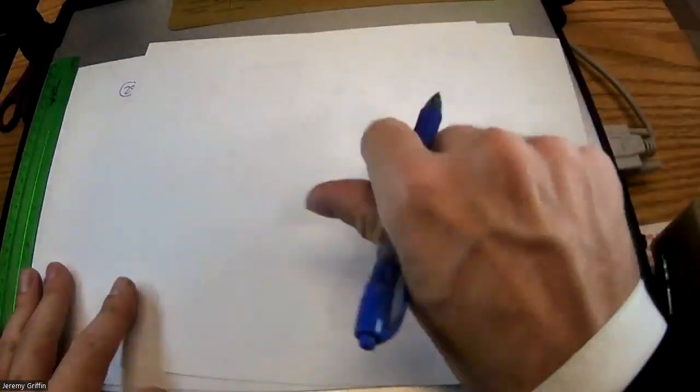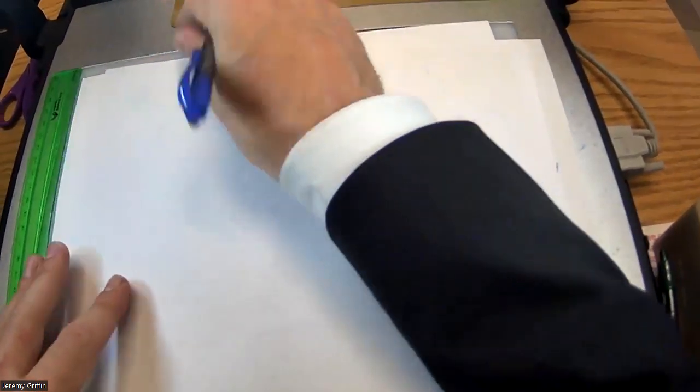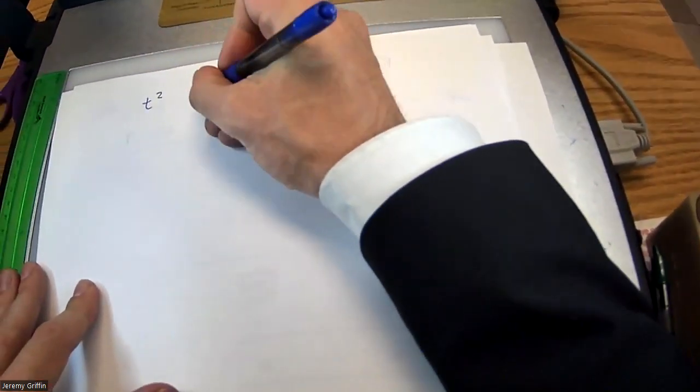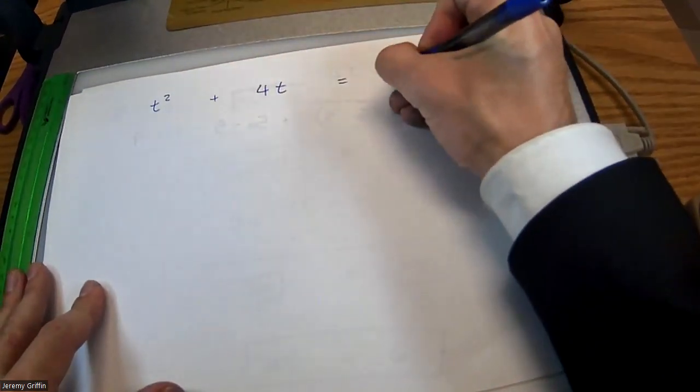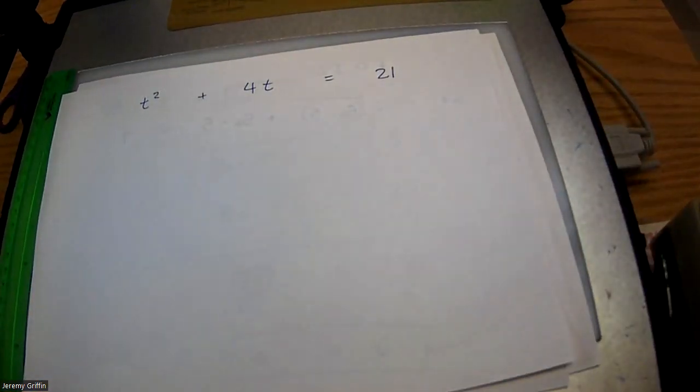Guys ready to go trickier? Let's do this one. t squared plus 4t equals 21. Let's solve for t. You guys get a head start. Solve for t.